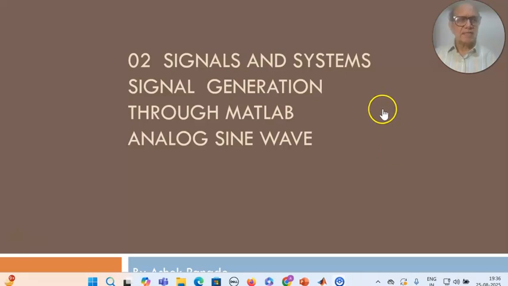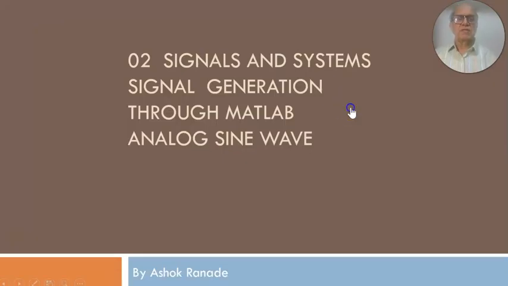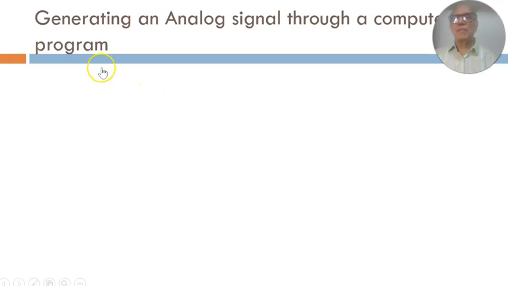So this is the second session on the topic signals and systems, and we are going to study how to write a MATLAB program to generate a signal. Specifically, in this session, we are going to study how to generate an analog sine wave, or a continuous time sine wave, through a MATLAB program. That is what we are going to study. So let us start. This is what we want to do: generate an analog signal through a computer program.